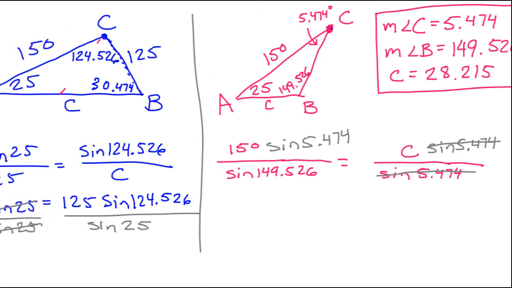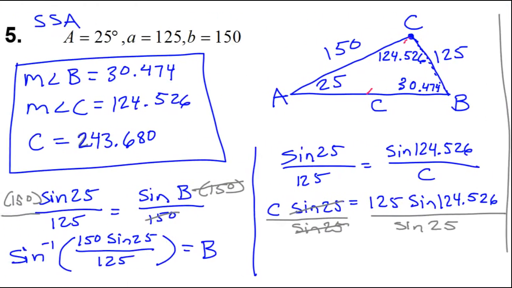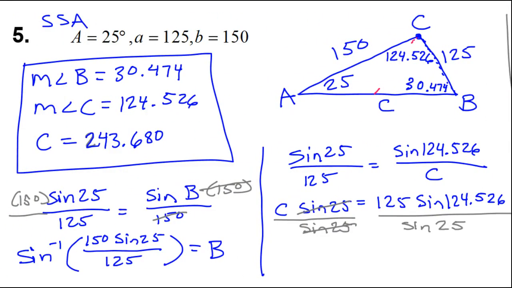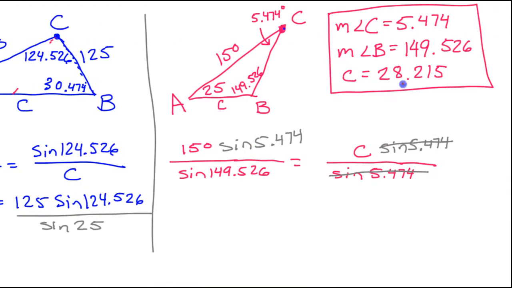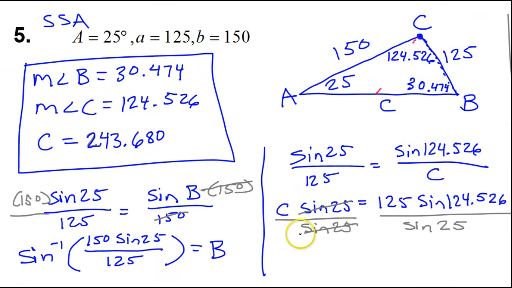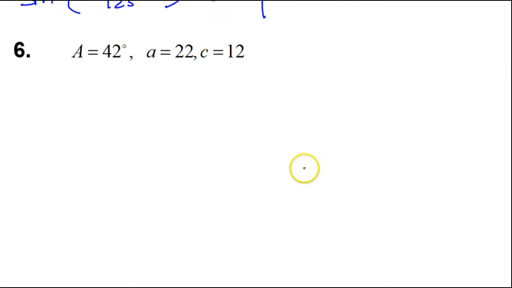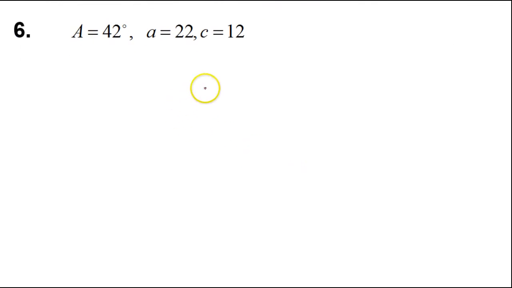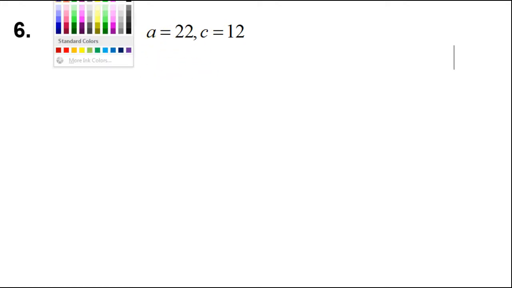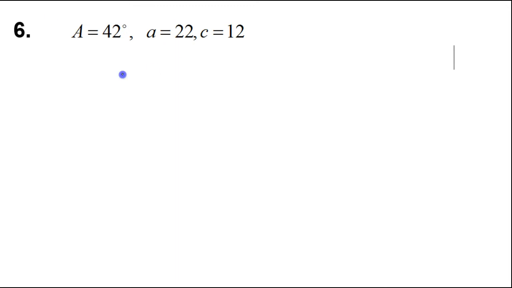So don't forget, we had 2 solutions for this. Because of the ambiguous case, we had 2 versions of the triangle. This is one solution here in blue, and here's the other solution here in red. Okay, let's move on to number 6. Let's keep on practicing. Again, as soon as I see that we have a side and an angle, I am going to wonder about the ambiguous case.